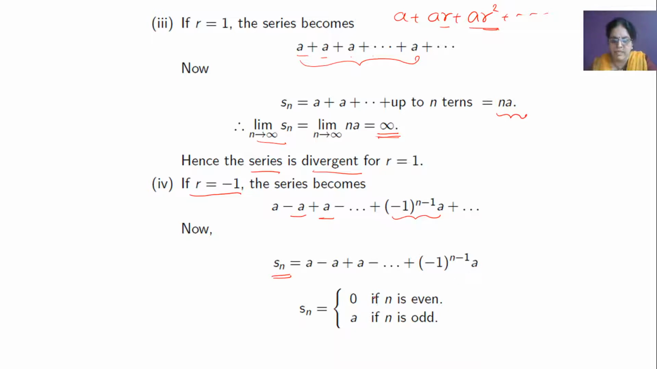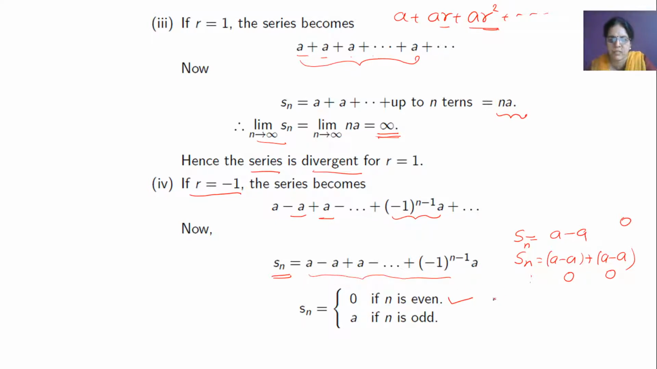Now, if n is even, for example two terms, Sn is a minus a. And if there are four terms, then the first two terms are a minus a, the next two terms are also a minus a. Like this it continues, so you can see that each pair sums to 0. So if n is even, the total of the first n terms is 0.